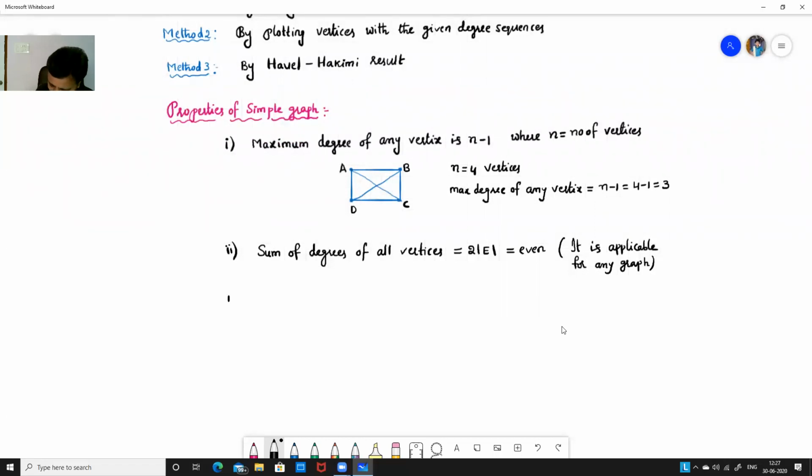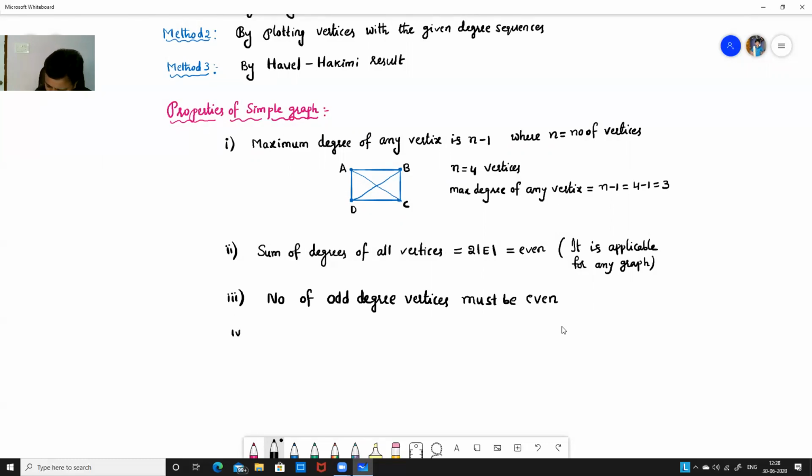The third point: the number of odd degree vertices. In the last video, we have already seen the meaning of odd degree vertices. If any vertex has an odd degree, that is called an odd degree vertex. The number of odd degree vertices must be even. Then only can we say that the sum of degrees of all vertices equals 2 into the number of edges, an even number. This point we also covered in the last video.